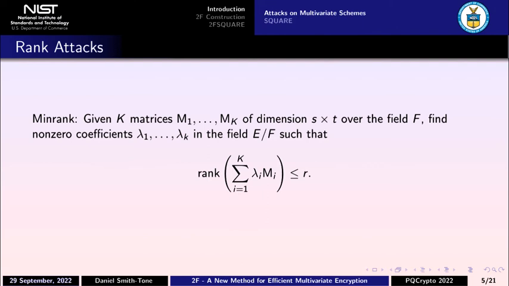The third main class of attack on multivariate schemes is the rank attack family. There are a few types of rank attack, but the most applicable in multivariate cryptography is the min-rank attack. Generically, the min-rank problem is the problem, when given k s-by-t matrices over a field F, of finding non-zero linear combinations of the matrices with coefficients in an extension E of F such that the rank is bounded by some value R. A common scenario is when the extension degree of E over F is 1. But for min-rank attacks on the so-called big field schemes, such as the attack that breaks GeMSS, the degree of the extension is much larger.